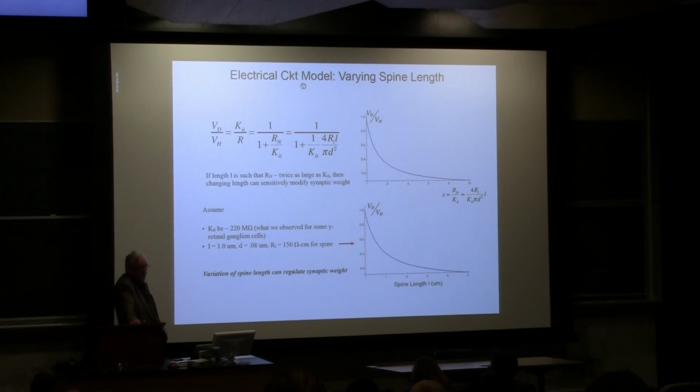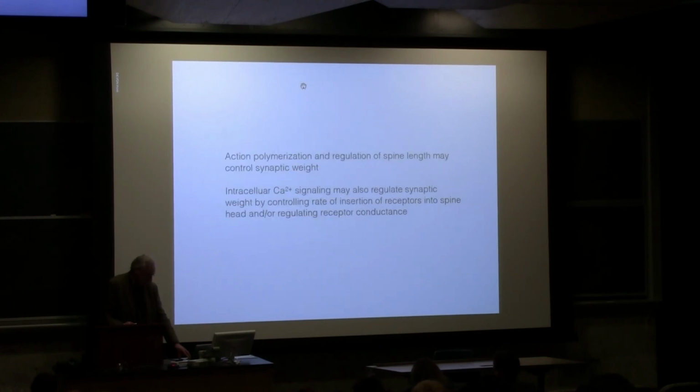It's one possible mechanism, where there are physiologic variables and principles that could govern the length of the spine. But it is more likely, I think, that synaptic weight is probably regulated by other things more importantly. And they were complicated to get into, so I decided not to talk about them.